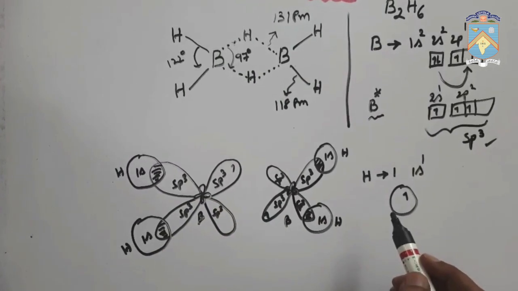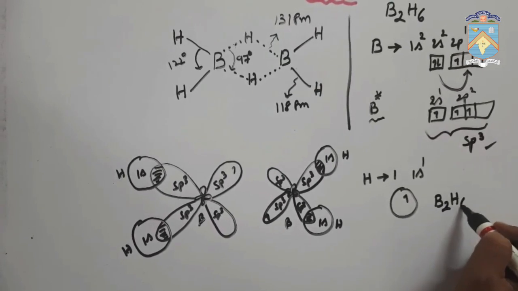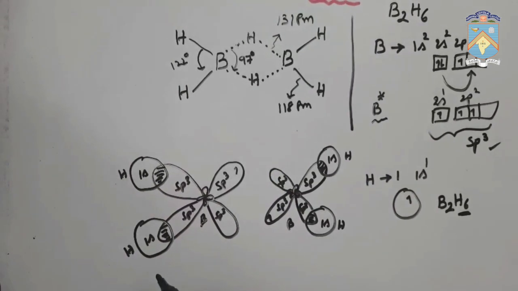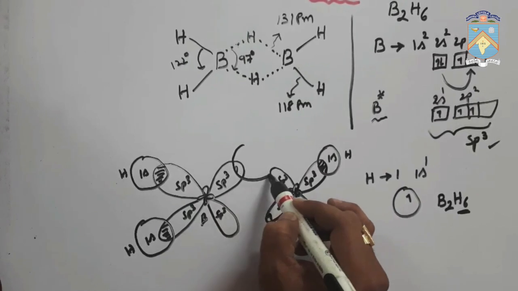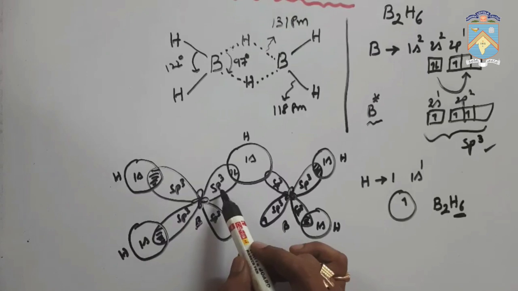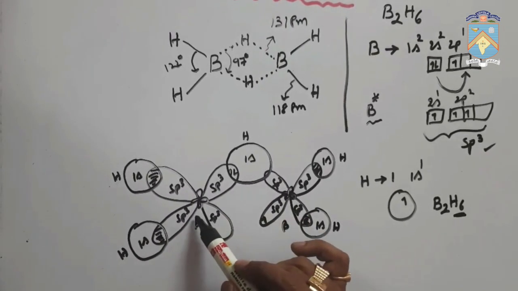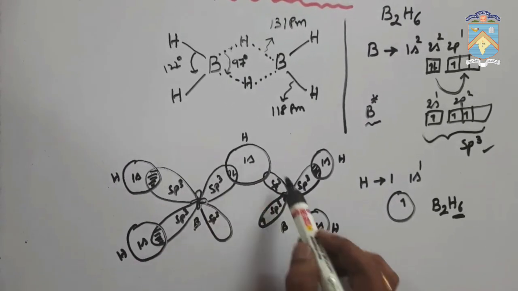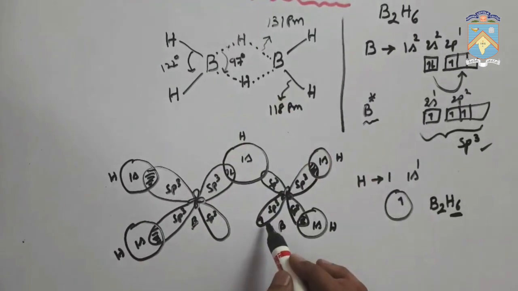Now totally how many hydrogens are there in diborane? In diborane, the molecular formula is B2H6, therefore there are totally 6 hydrogens, and we have utilized already 4 hydrogen atoms. Now 2 more hydrogens are left. Now the 1s orbital of hydrogen overlaps with half-filled sp3 hybrid orbital of one boron and empty sp3 hybrid orbital of another boron, forming a BHB bond, and this is called as a 3-centered 2-electron bond. It is also called as banana bond.